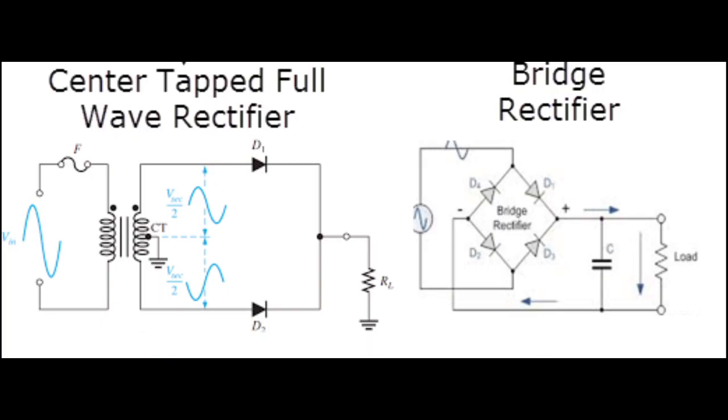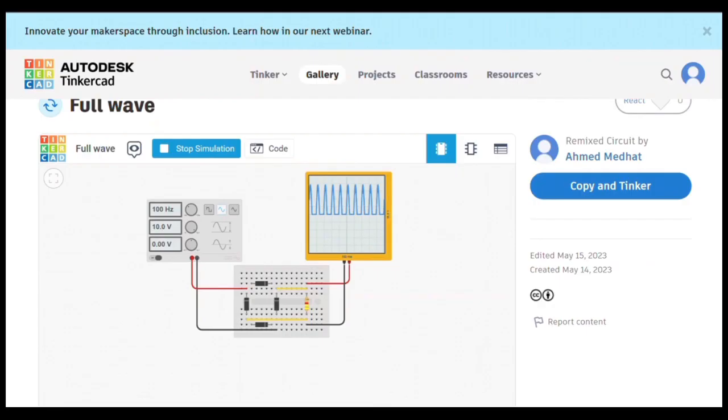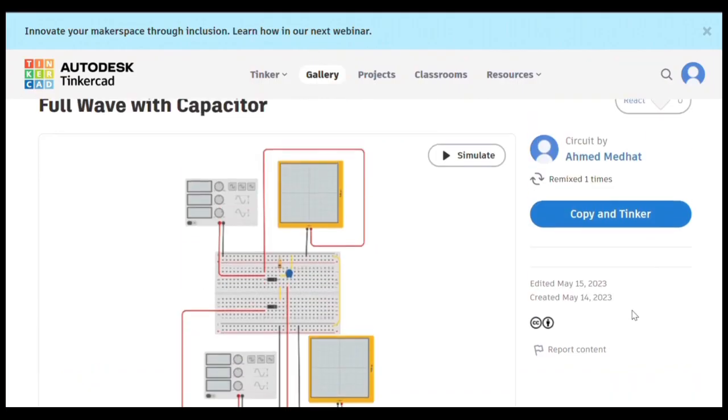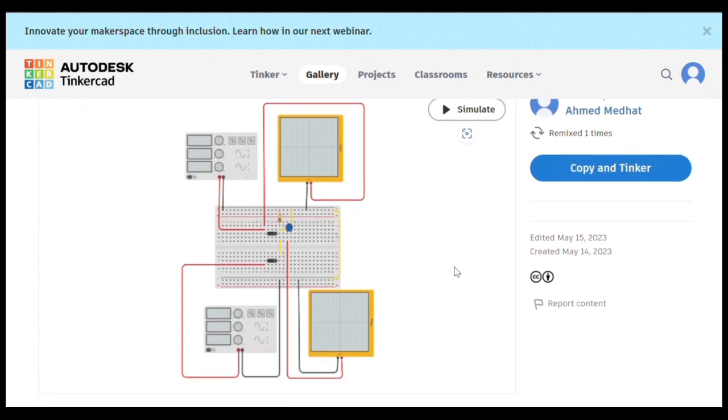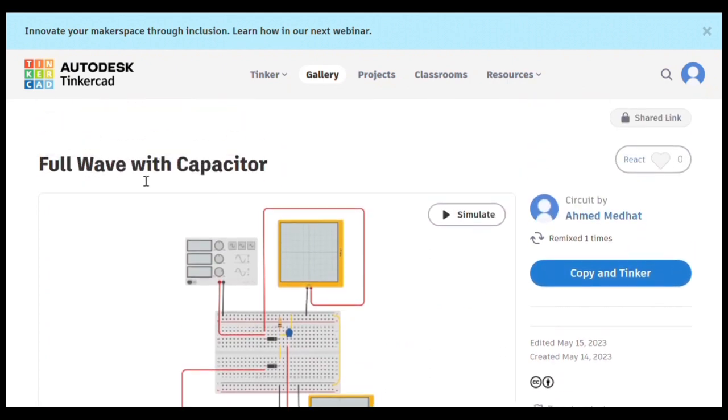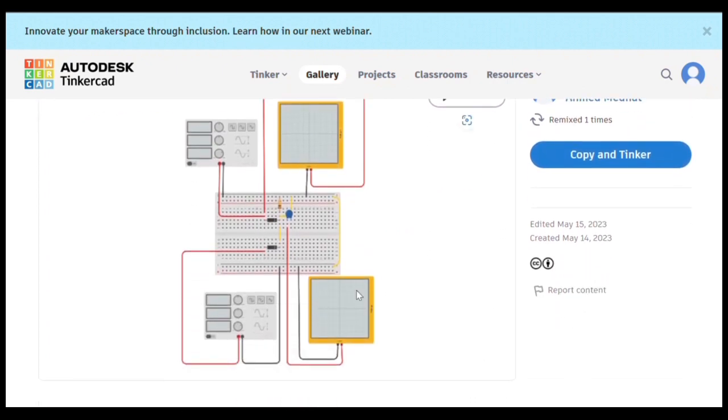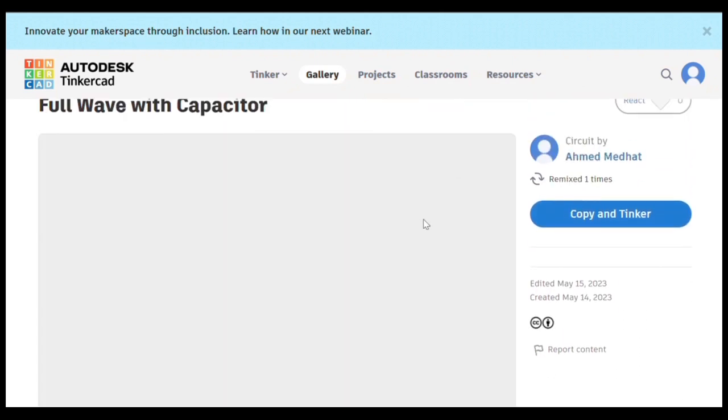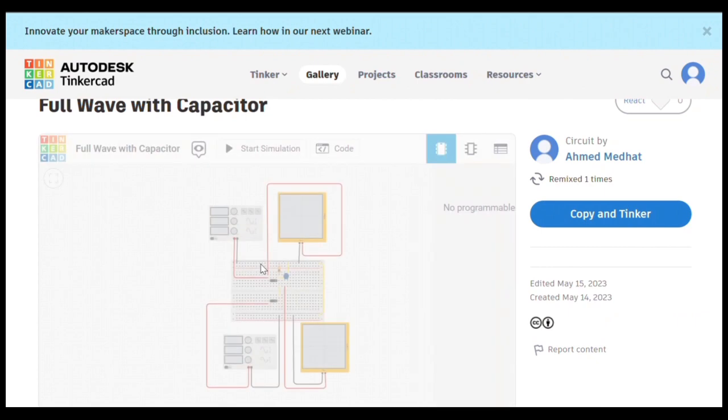The second type is the full wave rectifier, in which both halves of the input AC wave are rectified, and it also has two types. One, the center tap full wave rectifier. This circuit uses a center tap transformer and two diodes connected in a configuration that allows current to flow in only one direction through the load resistor.